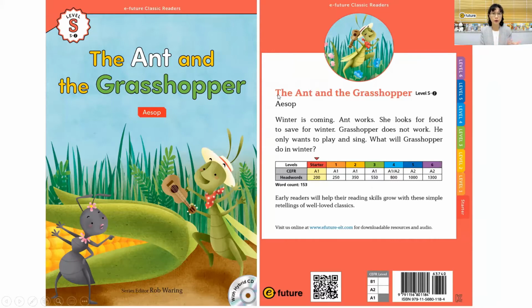And if you look at the back of the book, they usually give you a chart like this. And usually they are color coordinated for the levels. Okay, so this one is starter level, right? CEFR A1, headwords 200, word count 153. So if you want to find the books that are right for your student's level, then check a level chart like this.